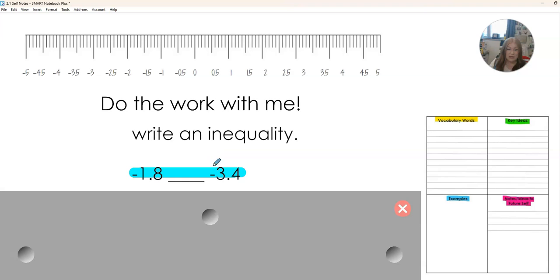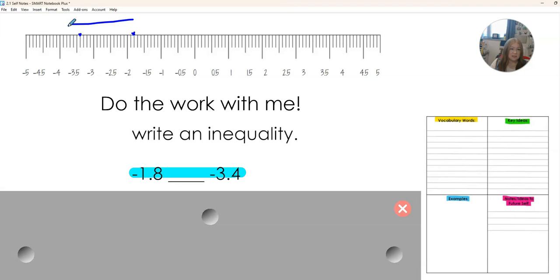So I notice these are both negatives, right? If you have one that's positive and one that's negative, the positive will always be more. These are both negatives. So this one, we have negative 1 and 8/10. So here's negative 1.5, 1.6, 1.7, 1.8. So there's 1.8. And then this is negative 3.4. So negative 1, negative 2, negative 3, 0.1, 0.2, 0.3, 0.4.